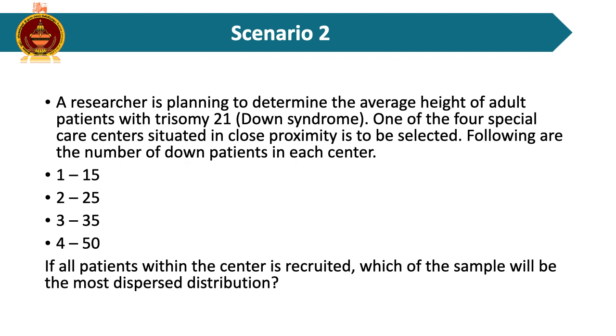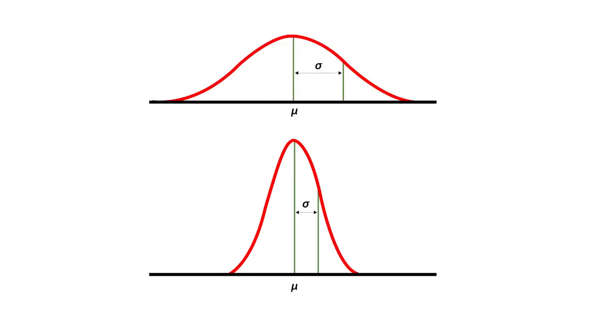Center 1 includes 15 patients, Center 2 includes 25 patients, Center 3 includes 35 patients, and Center 4 includes 50 patients. Now we are going to select one out of them. The question is which of the samples will have the most dispersed distribution? When we are talking about dispersion, it's important to consider the standard deviation.